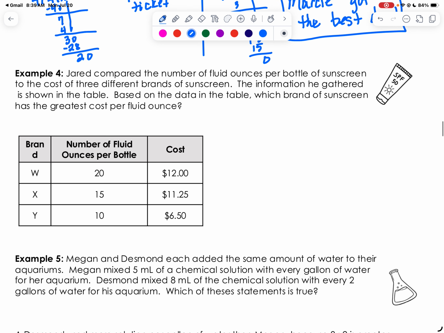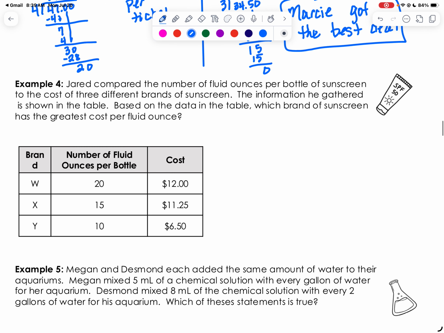All right, example 4. Jared compared the number of fluid ounces per bottle of sunscreen to the cost of 3 different brands of sunscreen. The information he gathered is shown in the table. Based on the data in the table, which brand of sunscreen has the greatest cost per fluid ounce? So we're going to find the unit rate for each of these. So let's start with W. It was $12 for 20 ounces. $12 for 20 ounces.